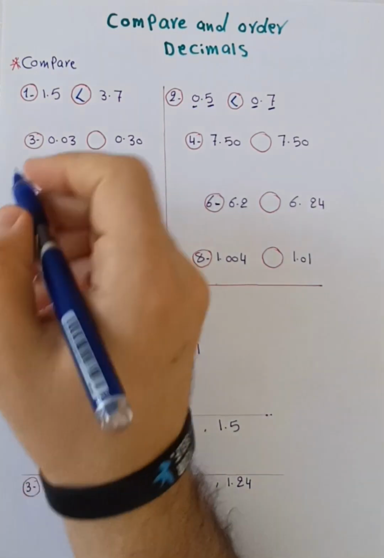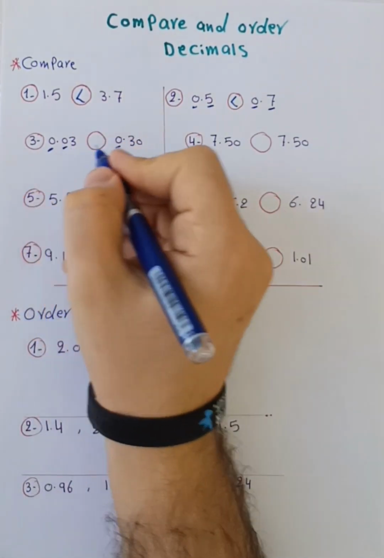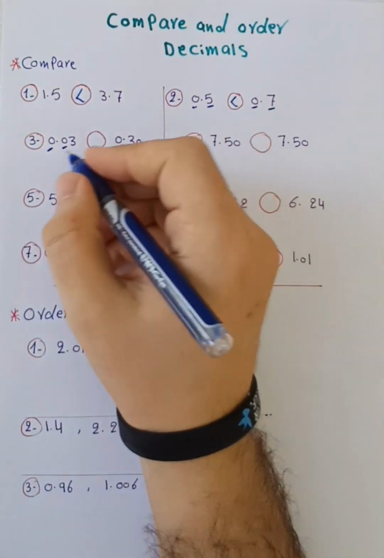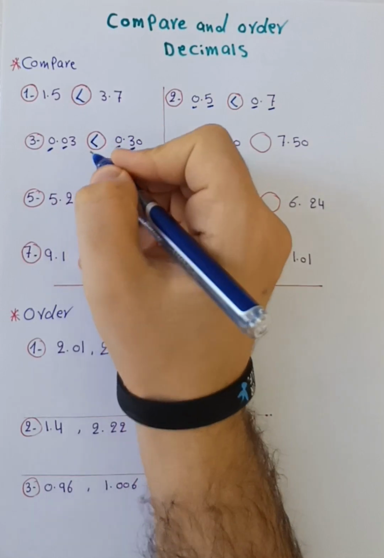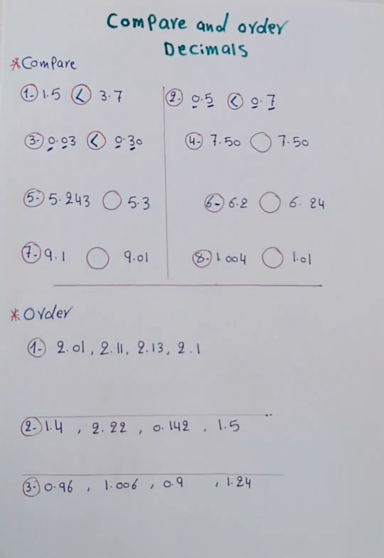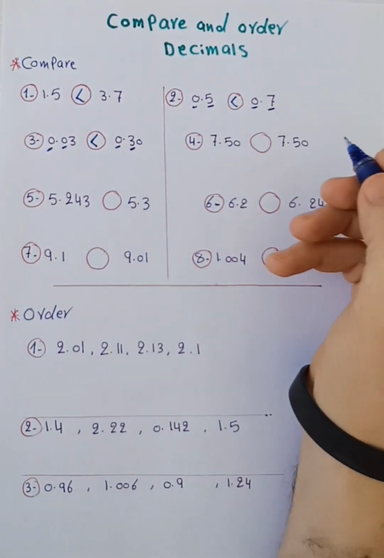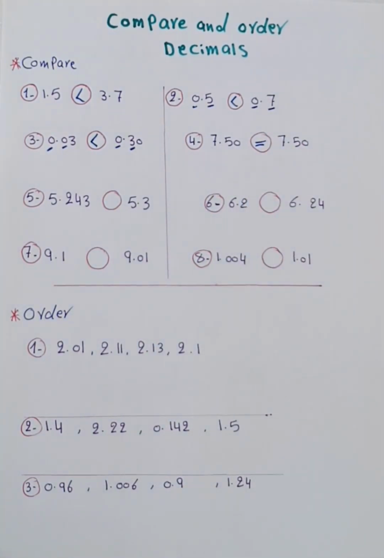Example number 3, the ones digit is 0, the ones digit is 0. The tenths digit is 0, the tenths digit is 3, and 3 is greater than 0, so 0.30 is greater than 0.03. Example number 4, we have 7.50 and 7.50. They are equal.